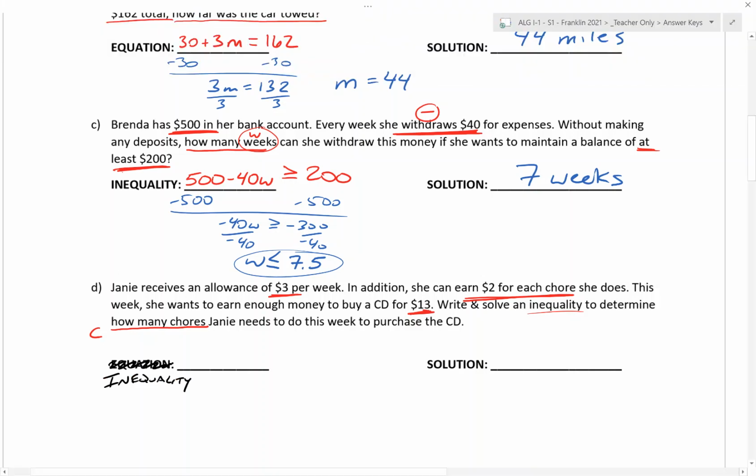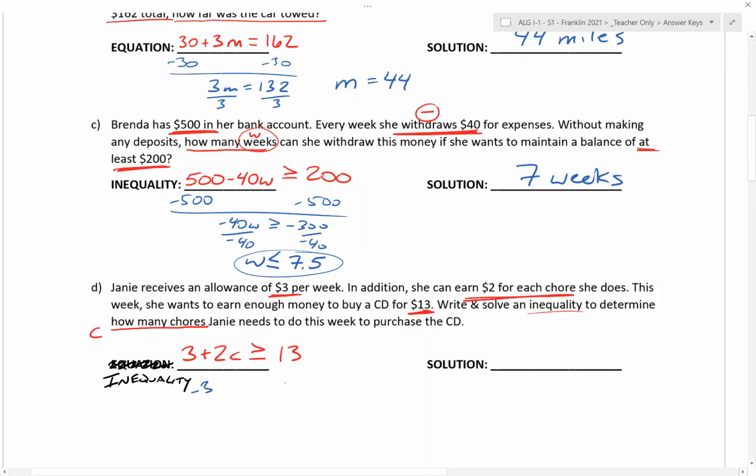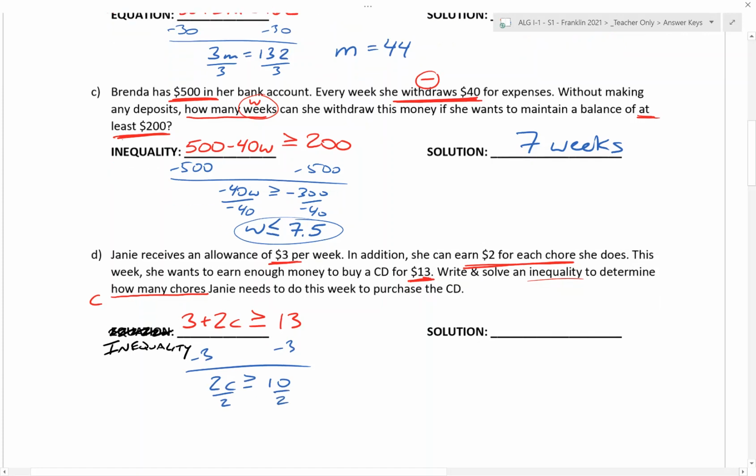So let's build that inequality. So she gets $3 per week plus the $2 per chore, so 2C, and she wants to have at least $13. So this amount, 3 plus 2C, needs to be greater than or equal to 13. Okay, so that's our inequality. Let's solve it. Subtract 3 from both sides. 2C is greater than or equal to 10. Divide by 2. And C is greater than or equal to 5.